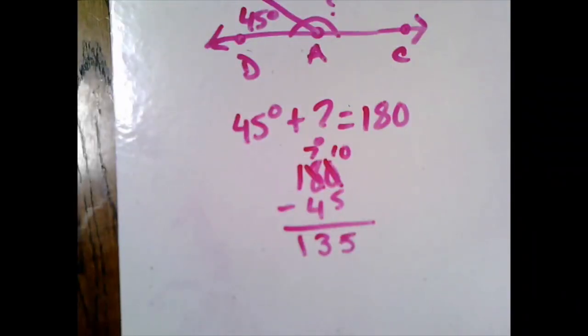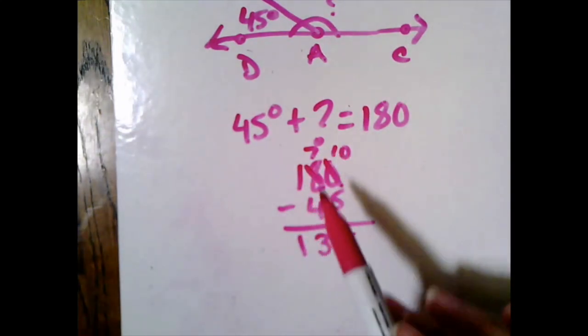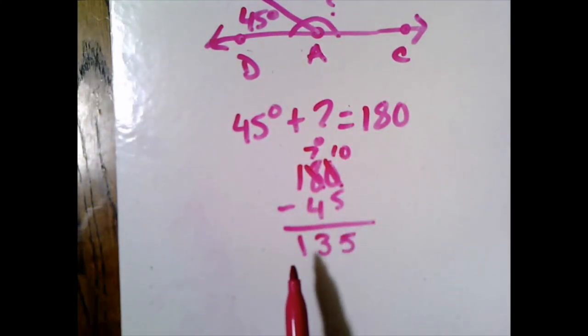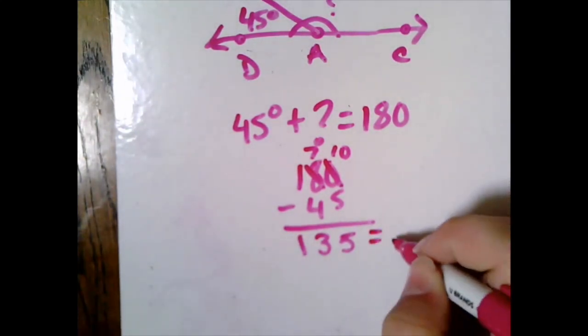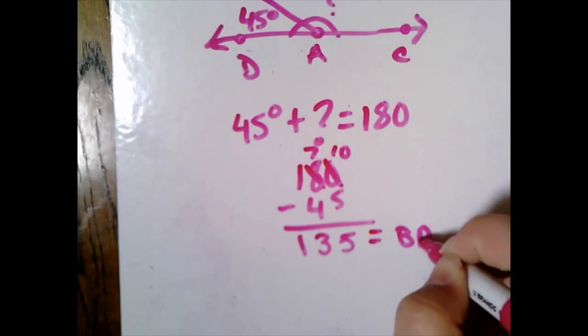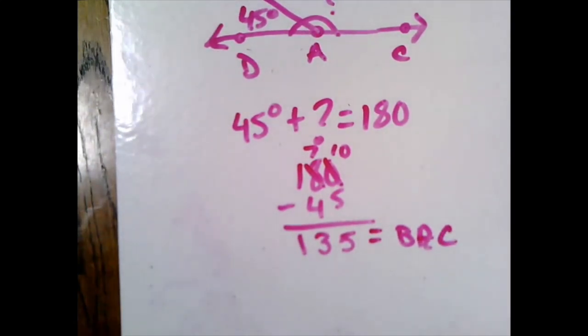You should have written 180 minus 45, done your regrouping, subtracted, and gotten your answer of 135 degrees is equal to angle BAC. I wrote that A really weird.